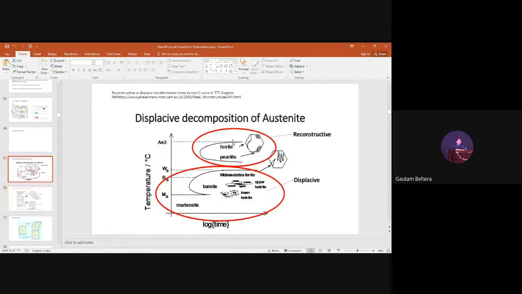So you can see the entire C curve. The C curve should be like this, finally. But the entire C curve can be classified into two parts. This is the top part. The top part has ferrite and pearlite, right? And the bottom part has Widmanstätten ferrite, bainite, and martensite. These are all non-equilibrium products, basically. These are equilibrium products, right?